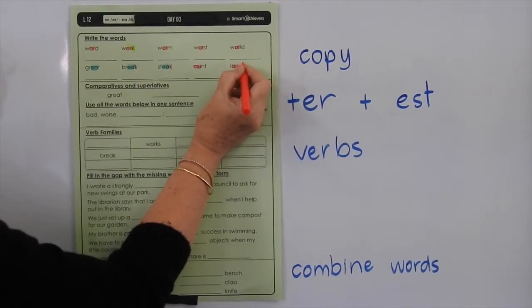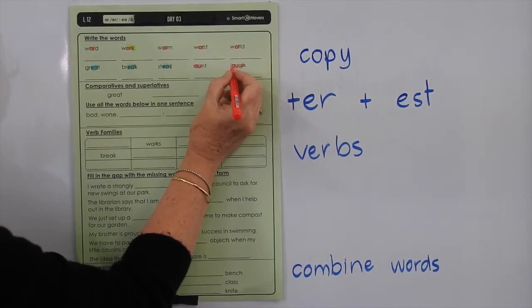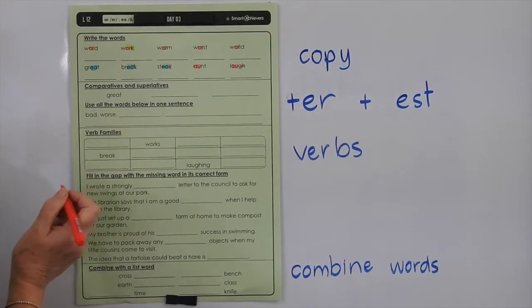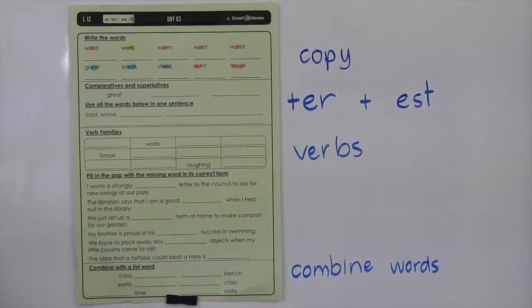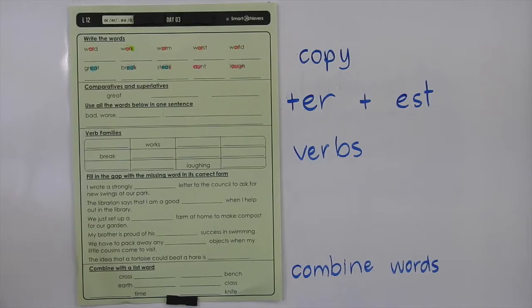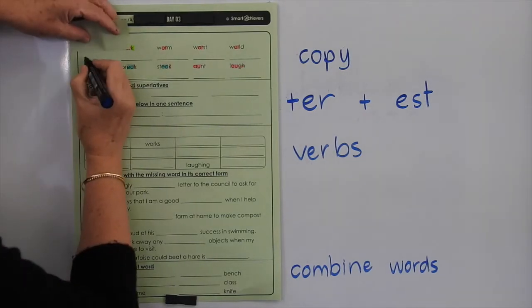Now laugh, we can use the GH too for the F sound, so we've got little R, F, so that GH is making its F sound. Okay, let's try reading, sounding and spelling and writing these words. So we've got word, W-O-R-D, and cover it and write it.